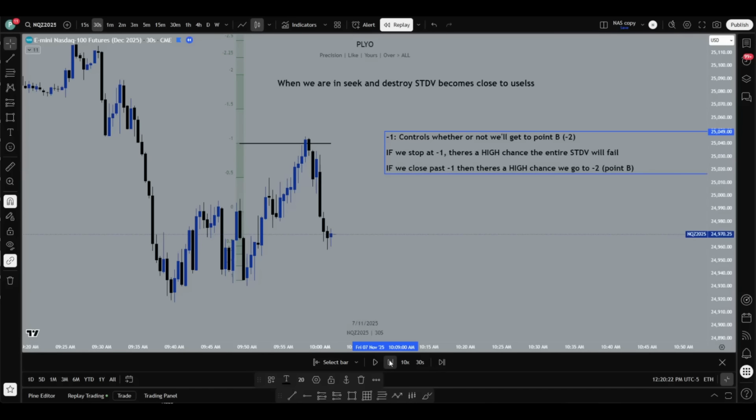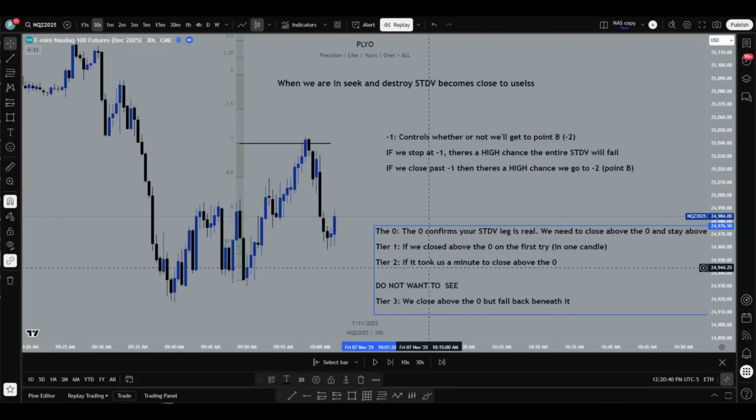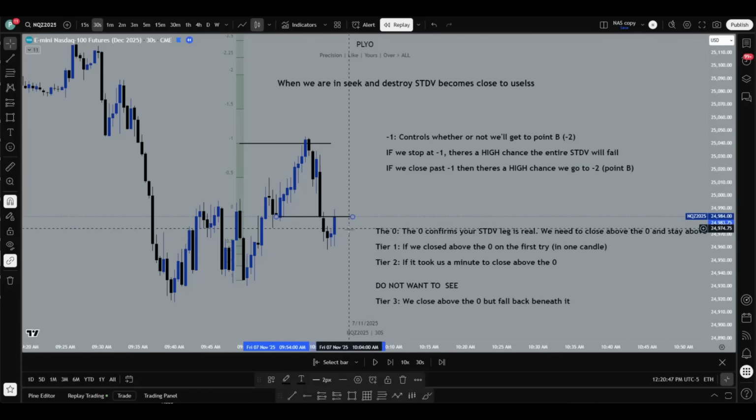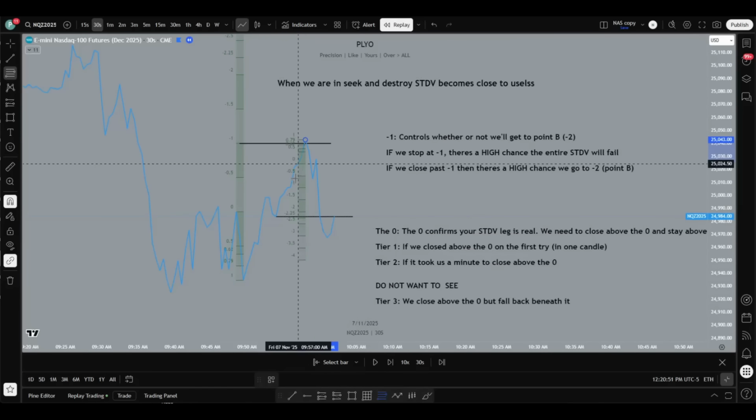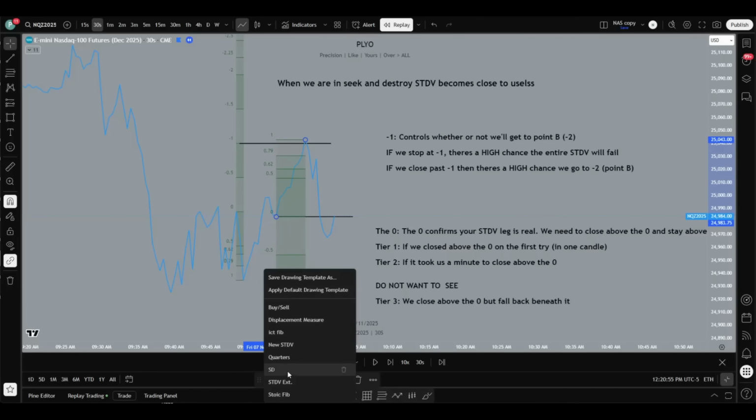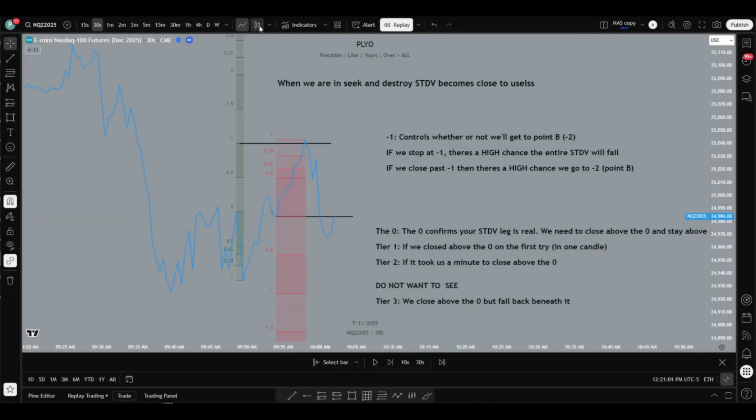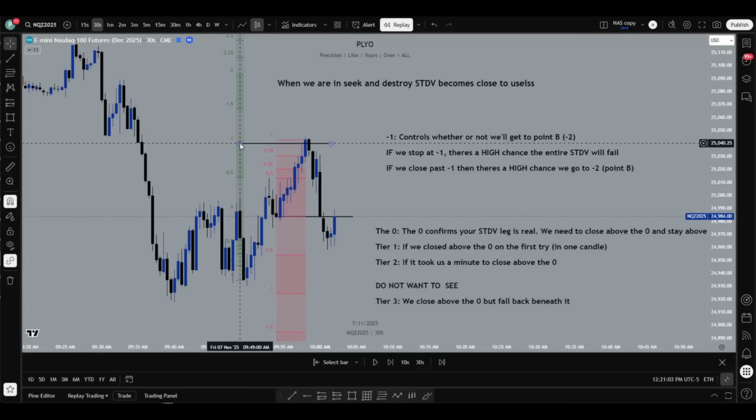And so look what happens. We close beneath the 0 relatively quick. That would be what? Tier 1. If I go back to the 0 thing and we bring back the tiers, remember what I said about tier 1. If we close the 0 on the first try or in one candle, that's kind of what we have here. We have displacement through the 0, and how do I know that's 0? Once again, it's just the jagged move like this. Now this would be our bearish standard deviation. Put it like red. So we had a bullish one, and then we hit -1, we stop.